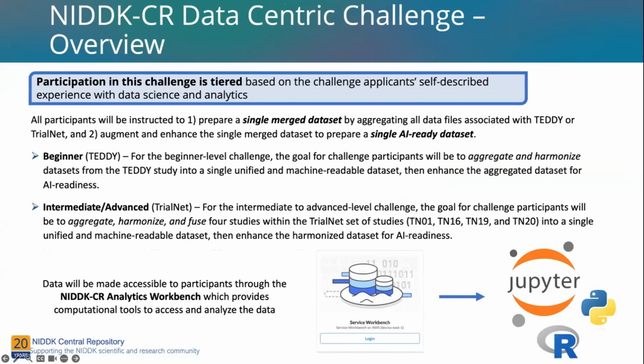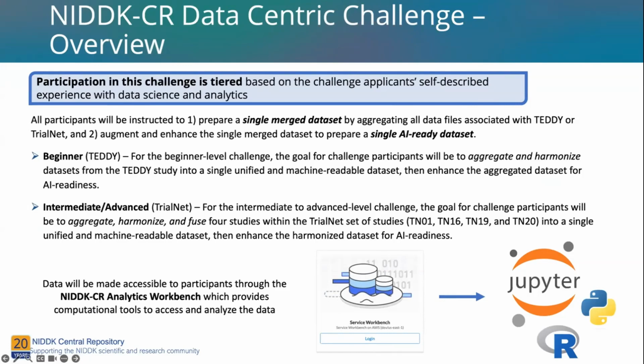And just quickly to explain the goal and the prompt of the challenge, participation in this challenge will be tiered based on the challenge applicant's experience with data science and analytics. Regardless of the participation level, all participants will be instructed to prepare a single merged data set by aggregating all the data files associated with either TEDDY or TrialNet, depending on their tier of participation, and then augment that single data set to create an AI-ready data set.